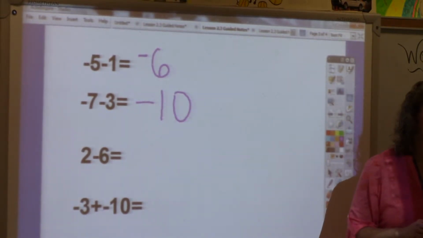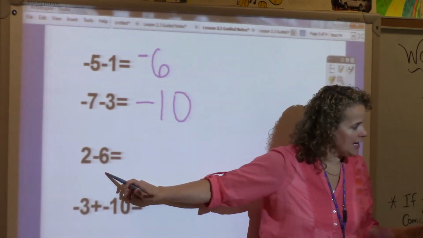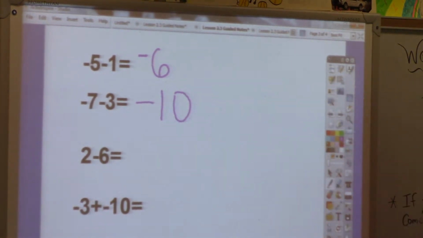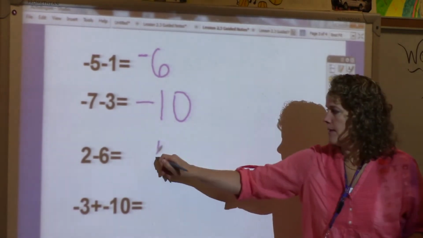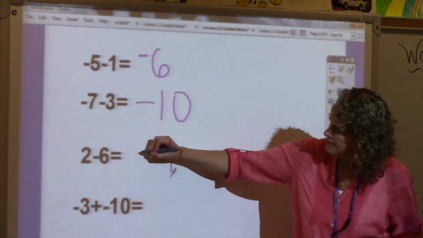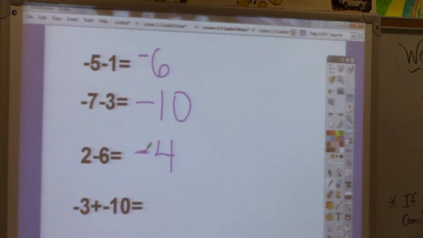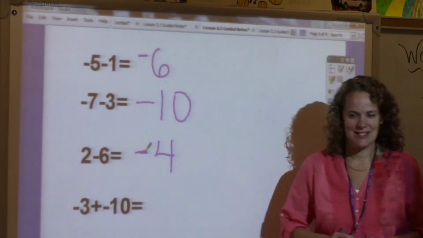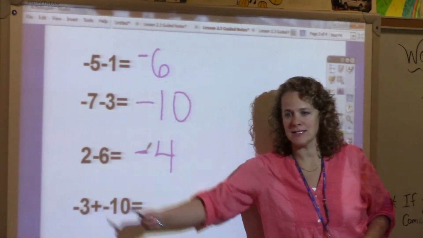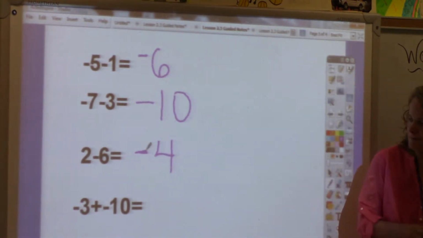Next one, 2 minus 6. That's like a +2 and a -6 being combined together. When one is positive and one is negative, we subtract them. But should it be +4 or -4? Negative. Excellent. Why is it negative? Why is it negative? April. Exactly. There's more negatives than positives. 6 is bigger than 2. So we have more on the negative side.